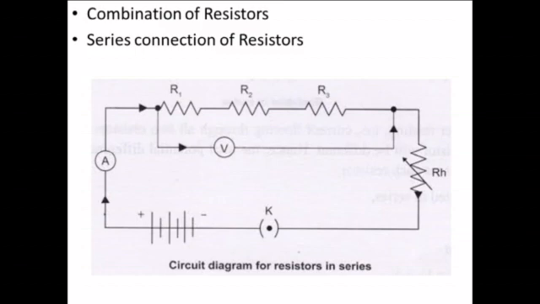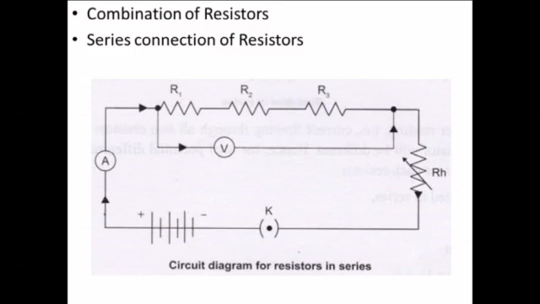The resistors are connected across 2 points in the circuit in such a way that the current flowing through each resistor is the same and only one path is available for it to flow. Then the resistors are said to be connected in series.